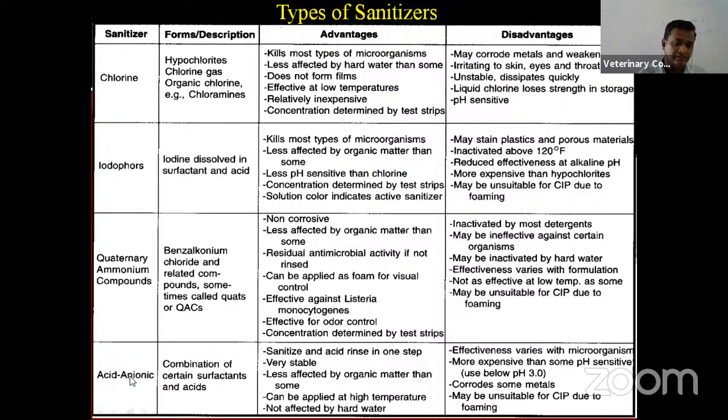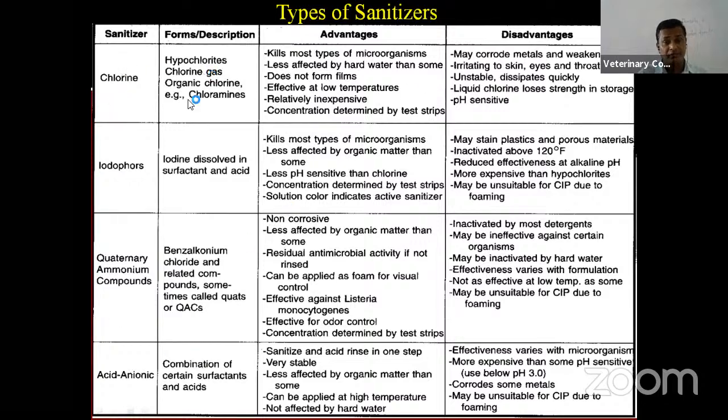Then the last is acid. There are some more also. Acid anionic type of sanitizers can be manufactured by coupling surfactants with acids. The advantages and disadvantages of them are given over here.